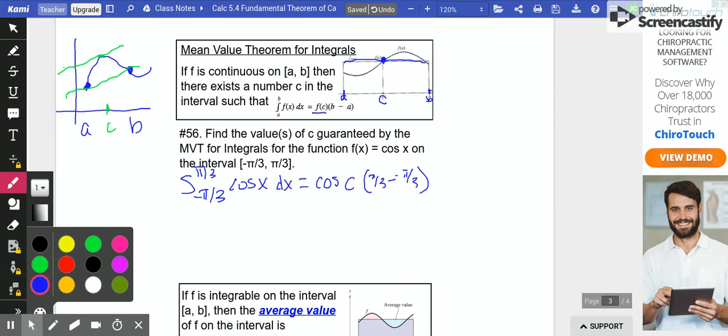Starting with the left, the antiderivative of cosine is sine. So we're looking for sine, and we're going to evaluate from negative pi over 3 to pi over 3. And over here, it's going to be plus, so we have 2 pi over 3 cosine c. To evaluate this, we have the sine of pi over 3 minus the sine of negative pi over 3.